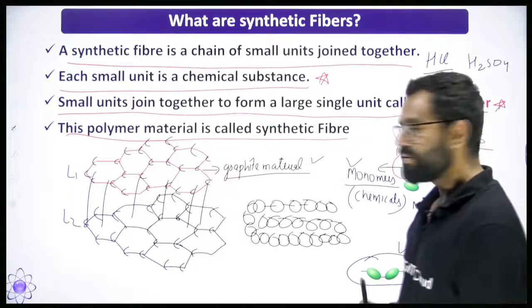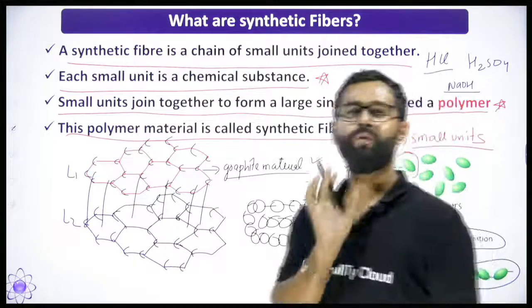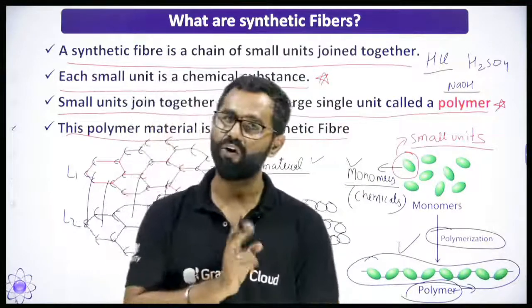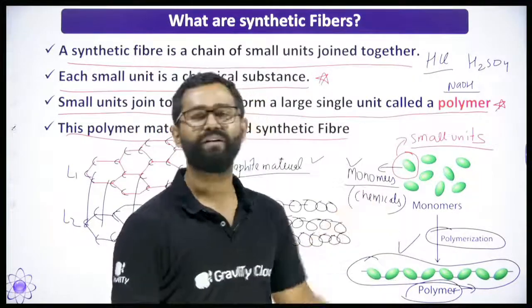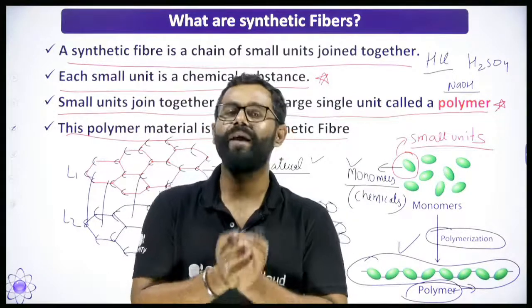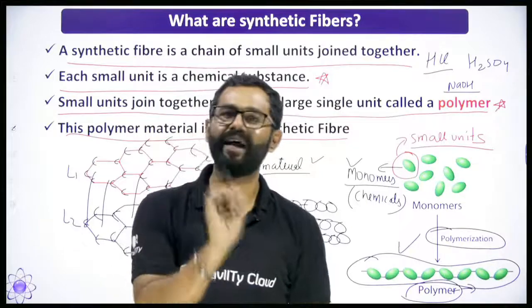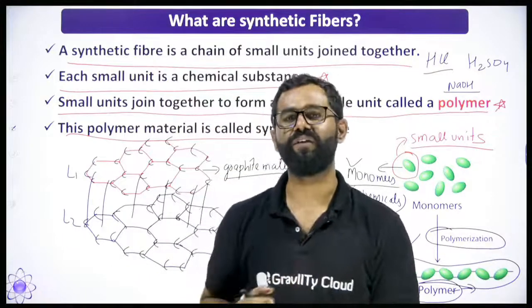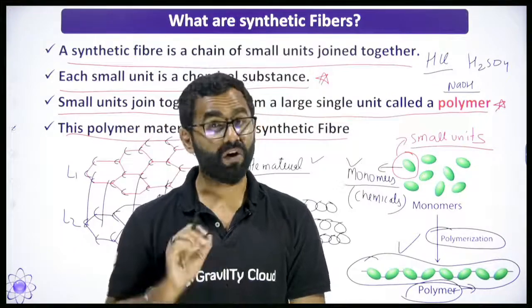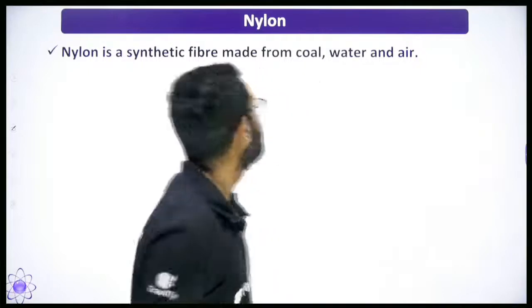Now I told you that it depends upon what kind of monomer we have. I told you monomers are chemical substances. So what type of raw material we have to make the synthetic fiber determines the different types of synthetic fibers, right? So let's understand the different types of synthetic fibers which we have. First one, nylon.